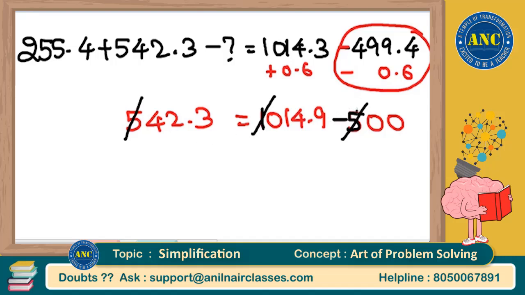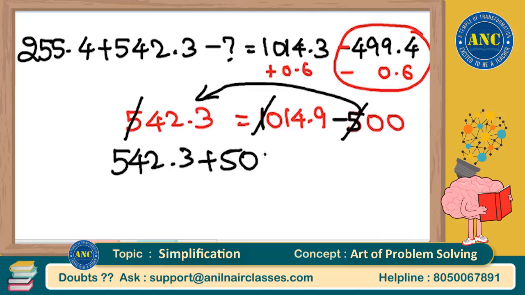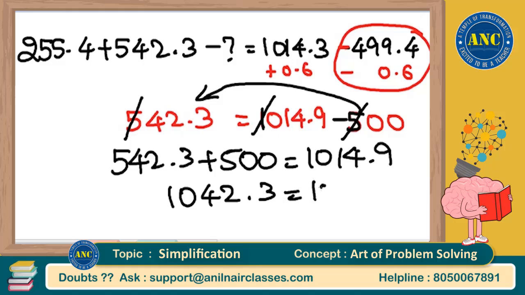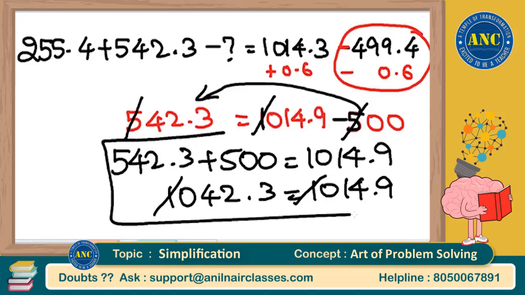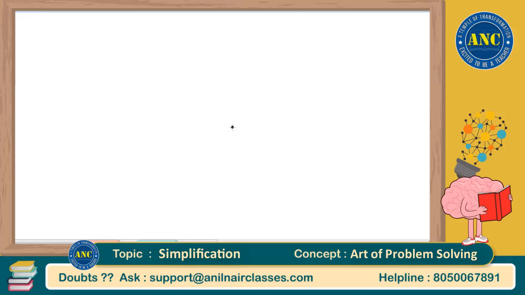How will we usually write it? Shift this to the left hand side. 542.3 plus 500 is equal to 1014.9, Samir. It is 1042.3 is equal to 1014.9. This 1000 will cancel now. So instead of doing those extra 2-3 steps, I am teaching you a method where you can cancel then and there itself and get the answer fast. Samir and all the other students should be very clear with this logic.